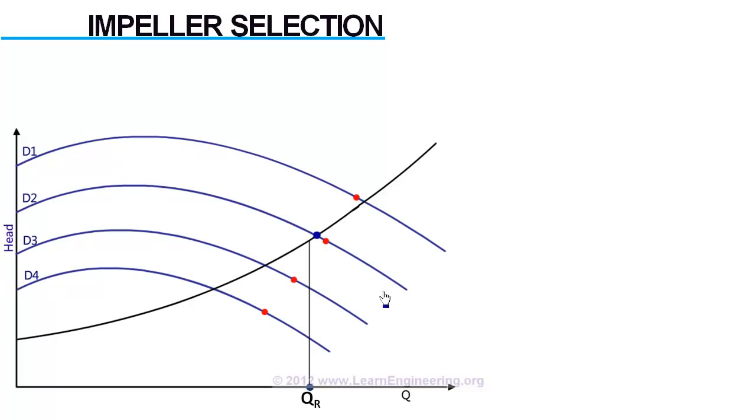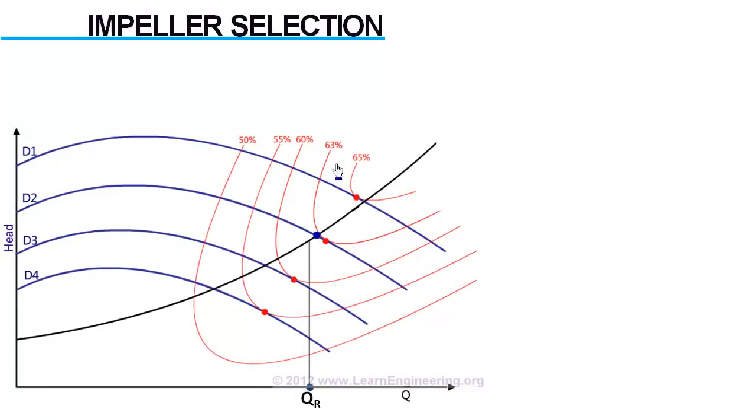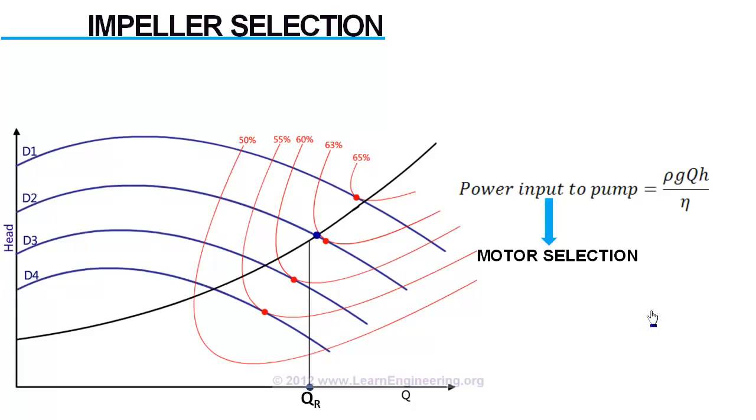In the same graph, we can represent iso-efficiency curves. So, the efficiency at the operating condition also can be determined. The required shaft power can be calculated using this equation. This will lead to proper motor selection. This pump will operate well if it can overcome one more problem: a problem of cavitation. We will learn how to design against cavitation in a detailed, separate video.